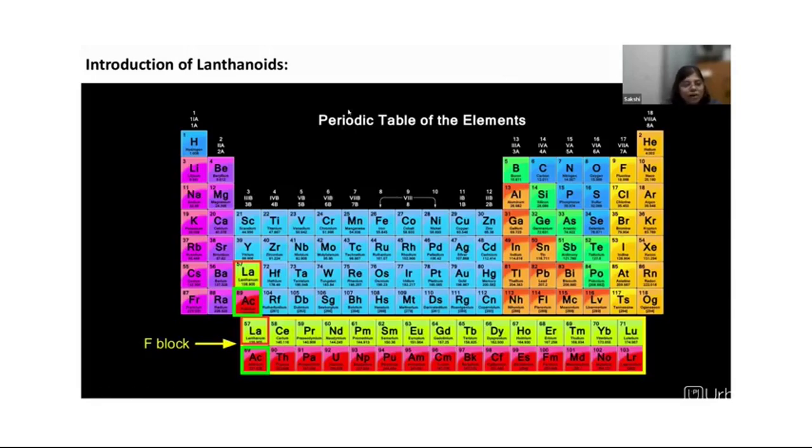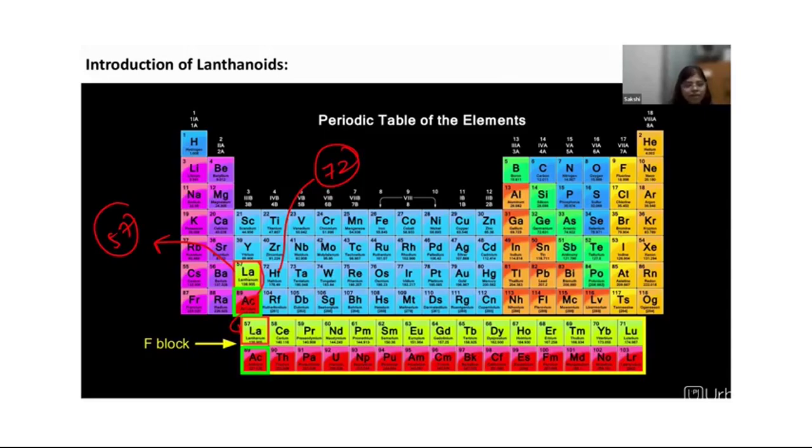So lanthanoids are present in the F block, right? If you look at the F block, you can see lanthanum here, with atomic number 57. And if you look at hafnium here, the atomic number is 72. How did this happen, 57 and then 72? Because in between lanthanum and hafnium, we have the F block starting, right? So the F block actually starts from cerium.